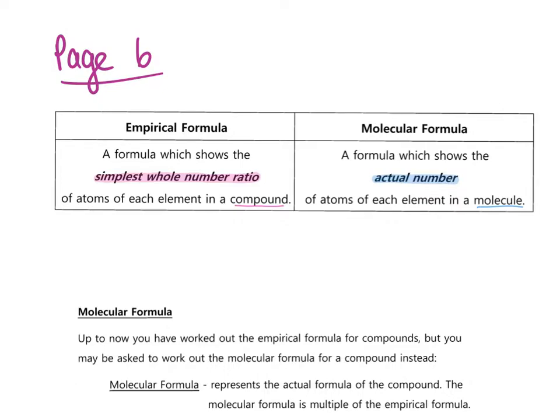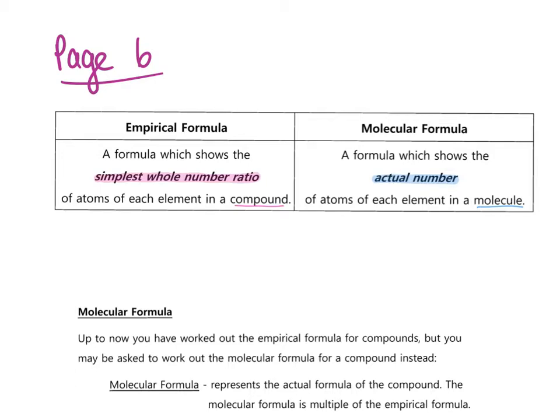But just a quick reminder before we look at these calculations, just a reminder of the difference between empirical formula and molecular formula. So if you remember from our last lesson, the empirical formula represents a formula which shows the simplest whole number ratio of atoms of each element in a compound. So that's one where we cancel it down essentially to the simplest whole number ratio. And that's what we've been calculating so far, is the empirical formula. But today we're going to be looking at the molecular formula, which is a formula which shows the actual number of atoms of each element in a molecule.